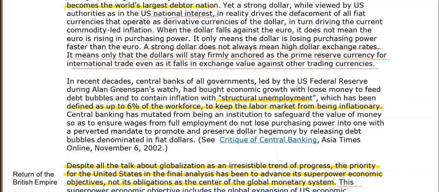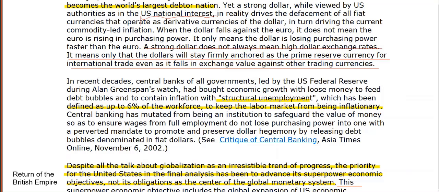In recent decades, central banks of all governments, led by the U.S. Federal Reserve during Alan Greenspan's watch, had bought economic growth with loose money to feed debt bubbles. That's true. And to contain inflation with structural unemployment. We're not even going to talk about structural unemployment this time, which has been defined as up to 6% of the workforce to keep the labor market from being inflationary. That's true. The more people you put into the workforce, the value of labor goes down, but also you have to pay them at a certain rate, and that puts more dollars into circulation.